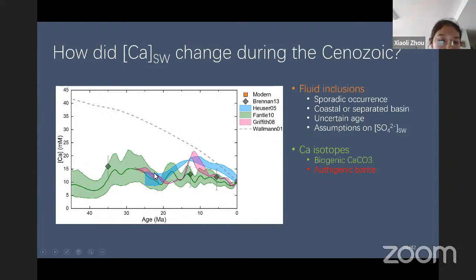Other than fluid inclusions, there were also other records based on calcium isotopes. For example, the green and blue records are based on biogenic calcium carbonate, and the purple is based on the calcium isotope of authigenic barite. And these records show very dynamic changes in calcium over the Cenozoic. Other than these proxies, there are also models. For example, this dashed line shows the model result from Wolfman 2001. So all these records show different trends. So we need a new proxy to find out how calcium exactly changed in the past.